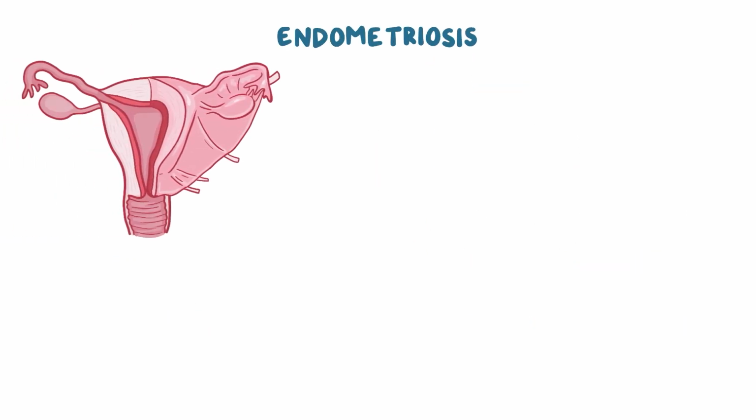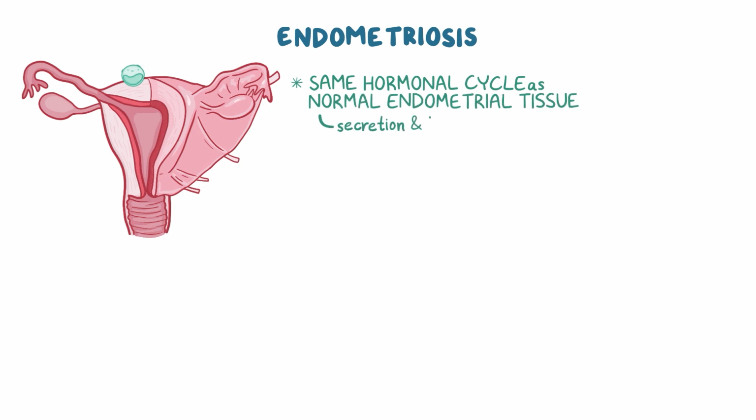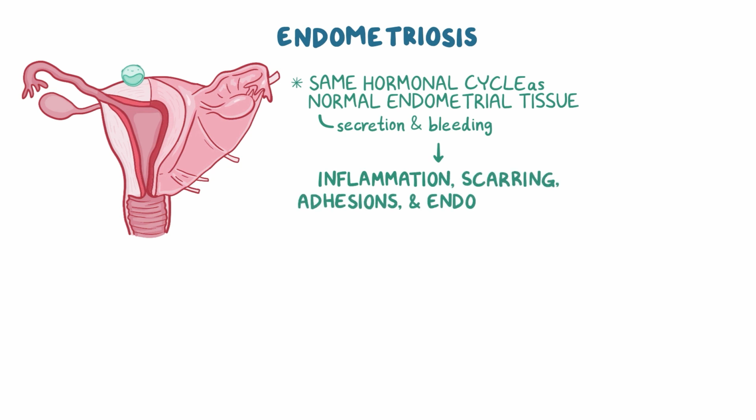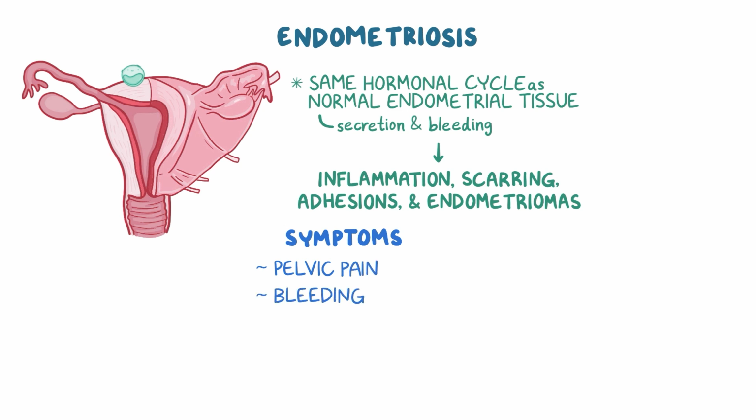Alright, as a quick recap, endometriosis is when cells of the endometrium grow outside the uterus. These cells follow the same hormonal cycle as normal endometrial tissue, including secretion and bleeding. This causes inflammation, scarring, adhesions, and endometriomas. Common symptoms include pelvic pain and bleeding that gets worse during menstruation, and infertility.